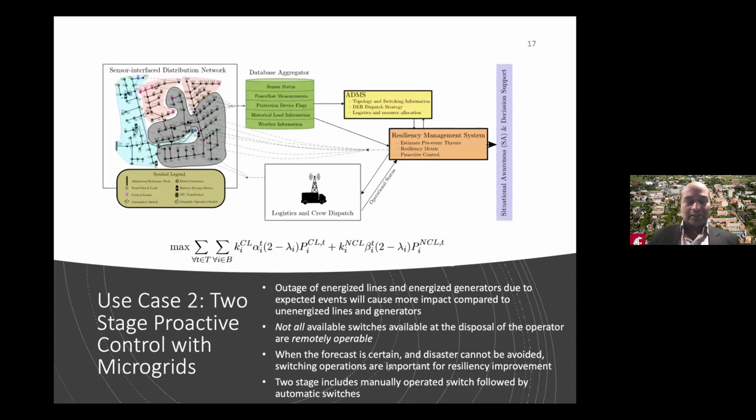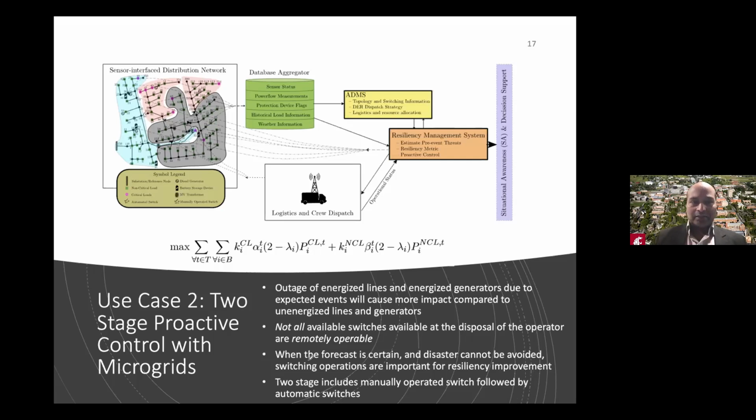So I'll get into use case 2, which is kind of an extension of use case 1, but without DPMU. It is purely an optimization method, but keeping in mind two things: there are some switches which are manual and require 45 minutes to 1 hour before sending the crew and opening that switch. And you're talking about an event that is going to hit, so we have to do it in advance.